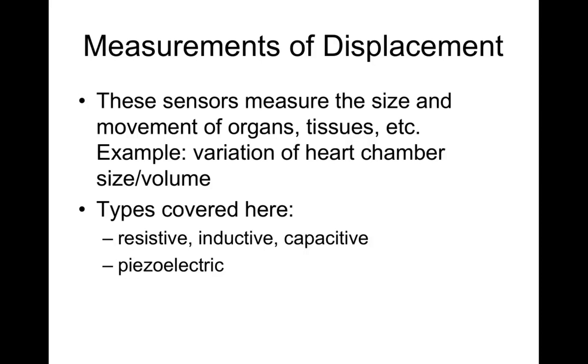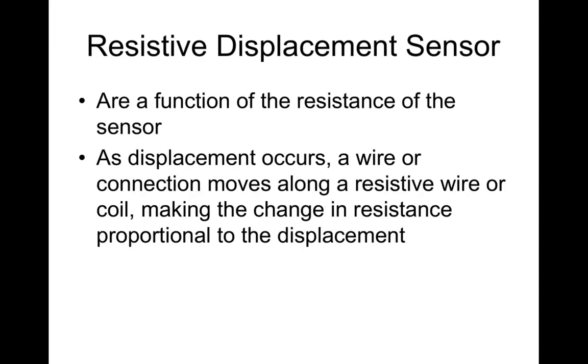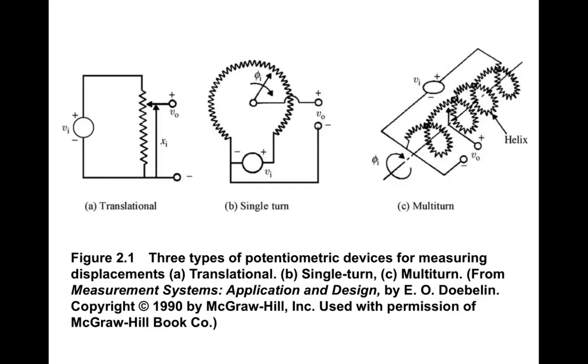of the heart chamber. In this lecture, we'll talk about three electrical type measurements of displacement: resistive, inductive, and capacitive. And then we'll look very briefly at piezoelectric as well. So first, thinking about the resistive displacement sensor. Basically, these are a function of the resistance of the sensor. As a displacement occurs, a wire or a connection is going to move along a resistive wire or coil, making the change in resistance proportional to the displacement.